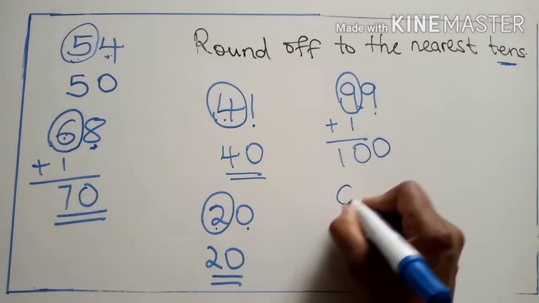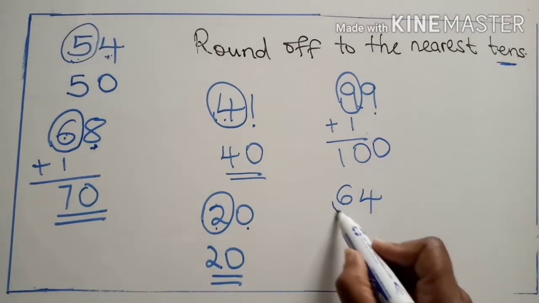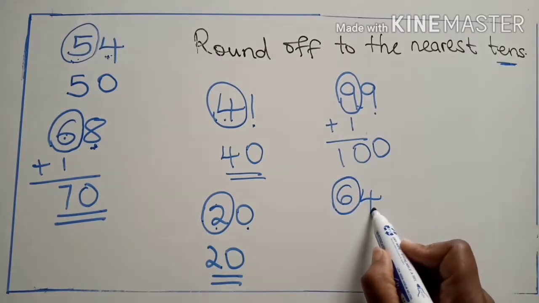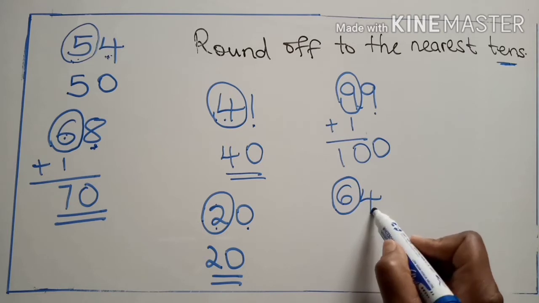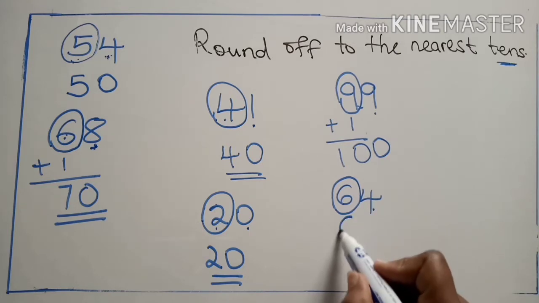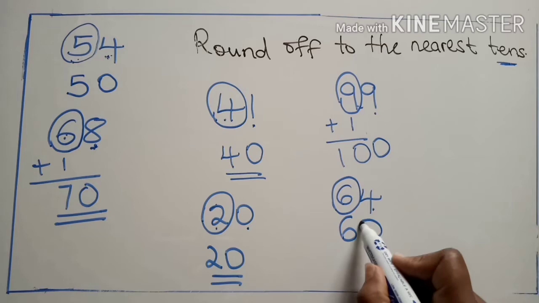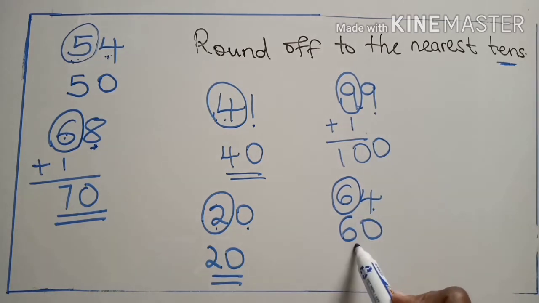Let's look at another example, 64. Rounding off to the nearest tens, we circle our tens. Then since this number that is to the right is less than 5, we are going to round down. So 6 remains as it is, and then the number that is after this 6 is converted to a 0. 64 rounded off to the nearest tens is 60.